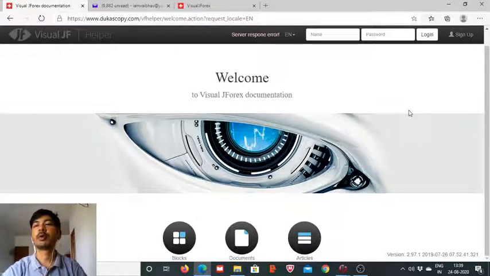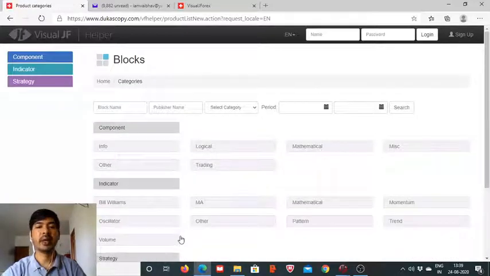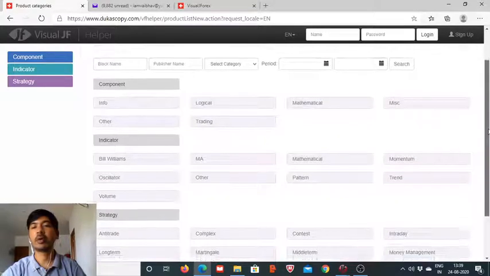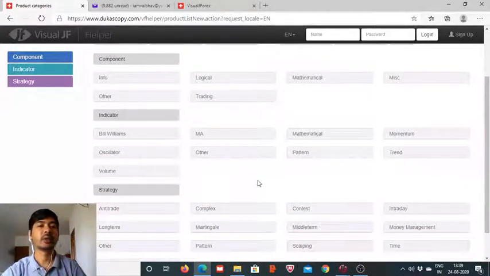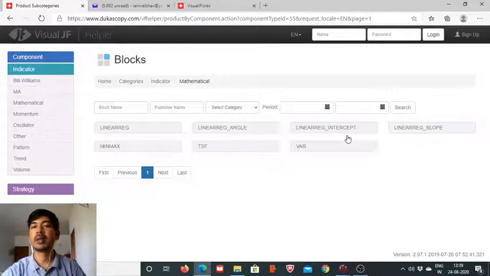In today's session of Visual JForex, we will be getting familiar with the mathematical indicator named TSF. That is the time series forecast. This is an indicator based on linear regression. Here we plot the linear regression for each time period using the least square method. This is part of the mathematical series, and here comes the TSF.